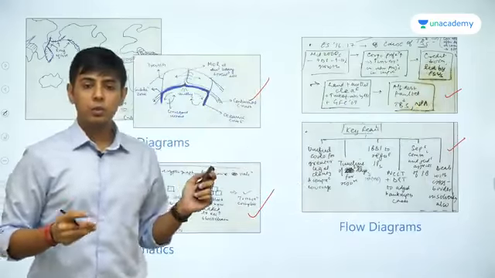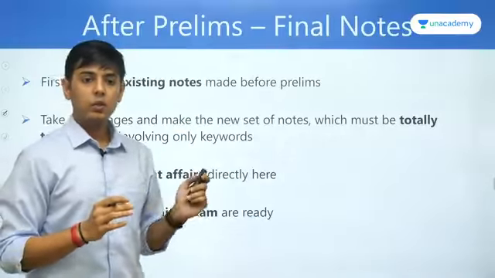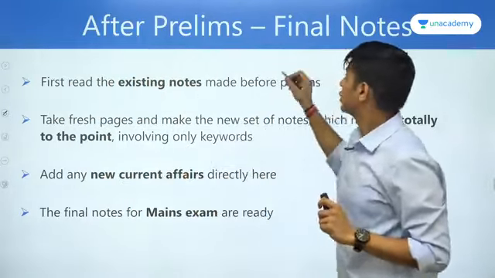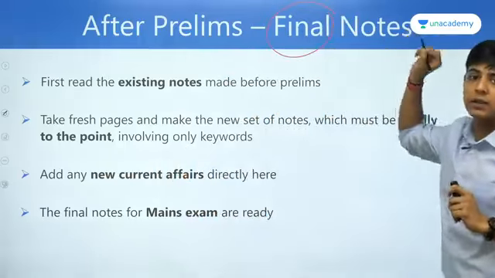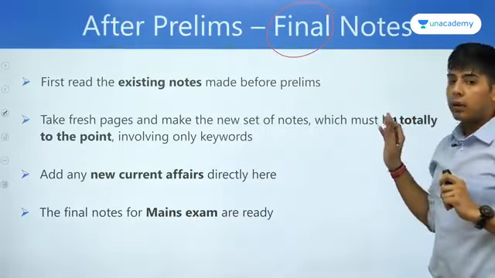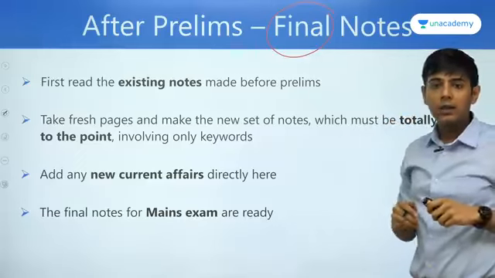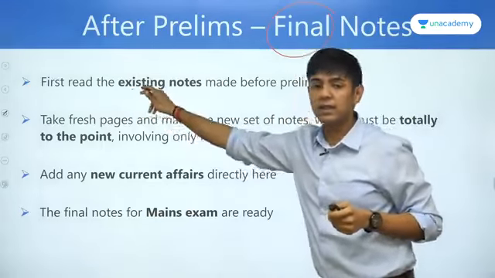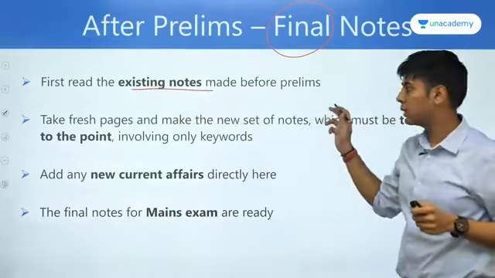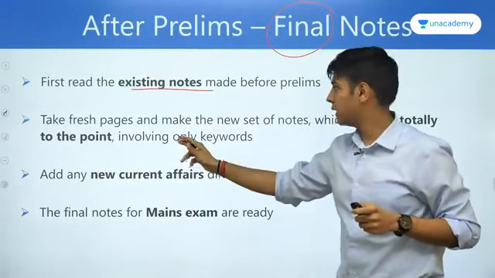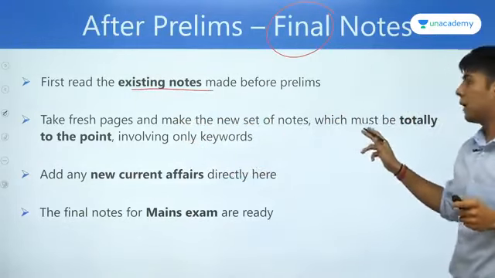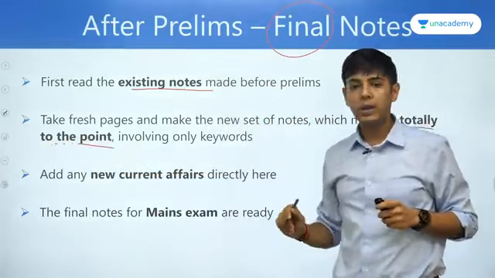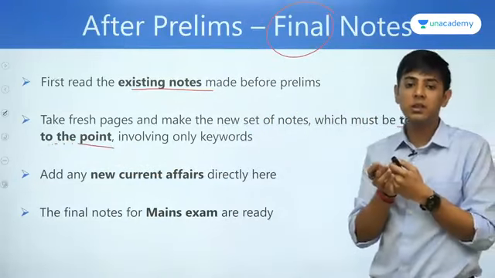Okay, so this was the main note making part. Now coming to the next set of notes which I had mentioned after prelims. These are the final set of notes. Like I mentioned, before prelims you would have created notes covering the maximum syllabus. Now first read the existing notes made before prelims. Then take fresh pages and make this new set of notes, which must be totally to the point. When I say totally to the point, it means it must only involve keywords.